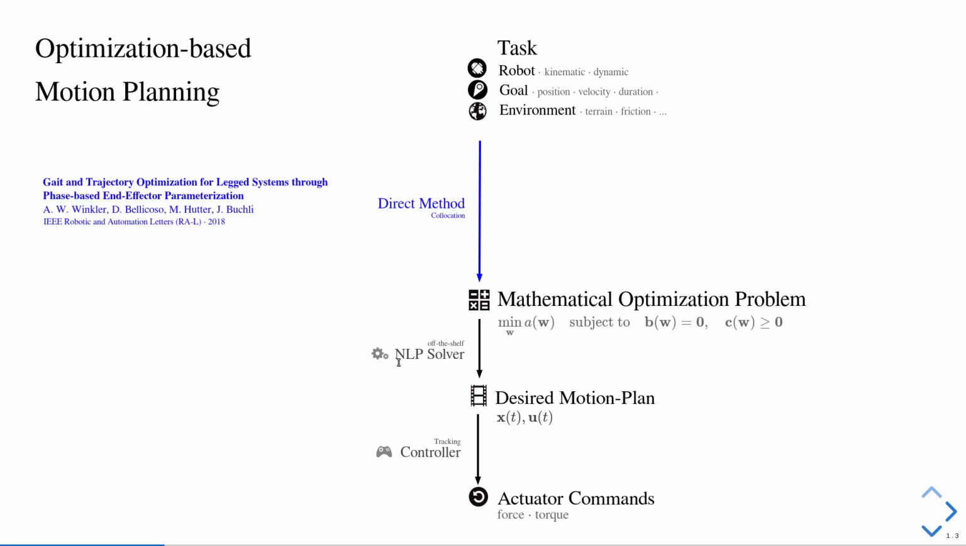So what's left that we have to do is to somehow translate or transcribe this high-level task into a set of mathematical equations. And this is in literature called a direct method, and specifically, for instance, collocation. And this is what we're going to be talking about in this paper.